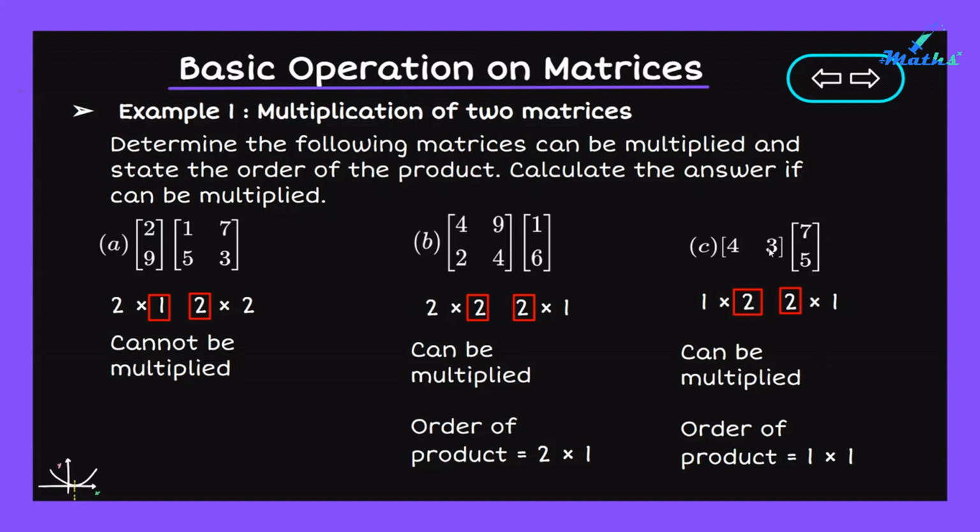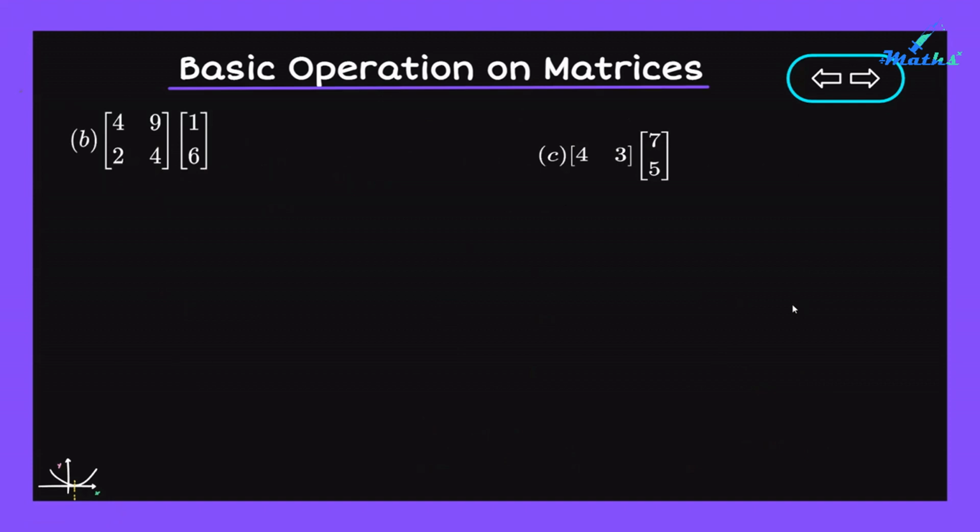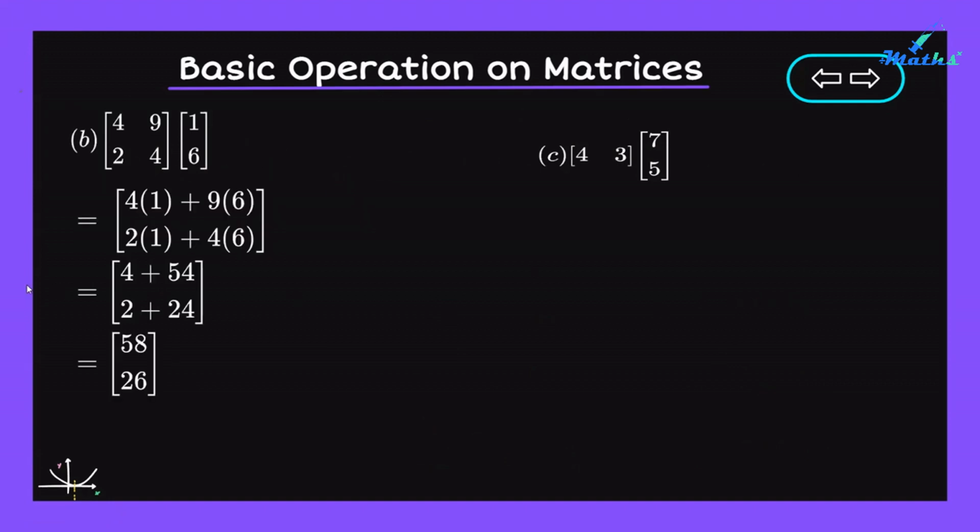The number of columns of the first matrix and the number of rows of the second matrix are the same, so we can multiply them together. And the order of the product is 1 times 1. Next, let us calculate the numbers.